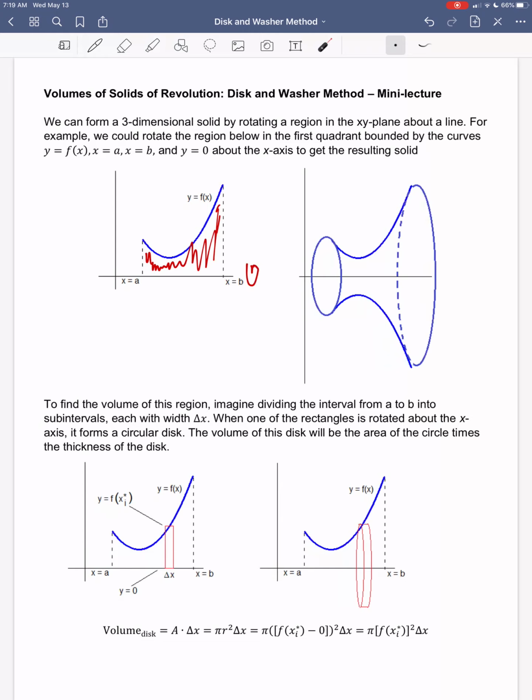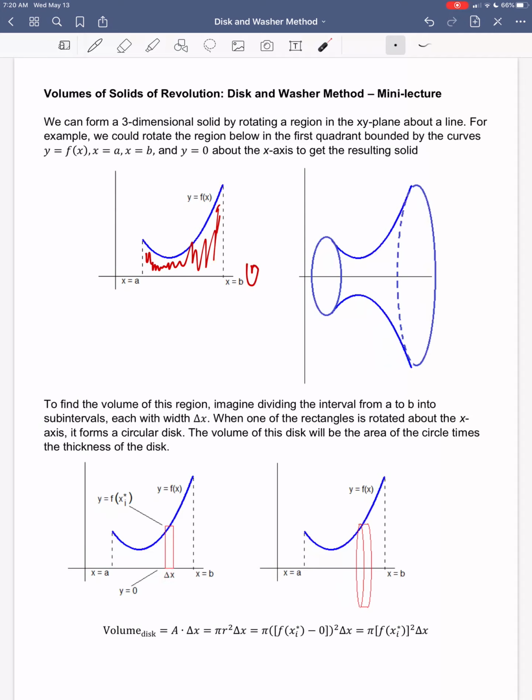The way we do that is we imagine taking this interval from a to b, and we subdivide it into a bunch of little subintervals, and each of those subintervals then has a width delta x. So you see this rectangle right here. Just like we did when we were finding areas, we can imagine a bunch of little rectangles marching across this interval from a to b. And this is one of the rectangles we might have. It has a width delta x.